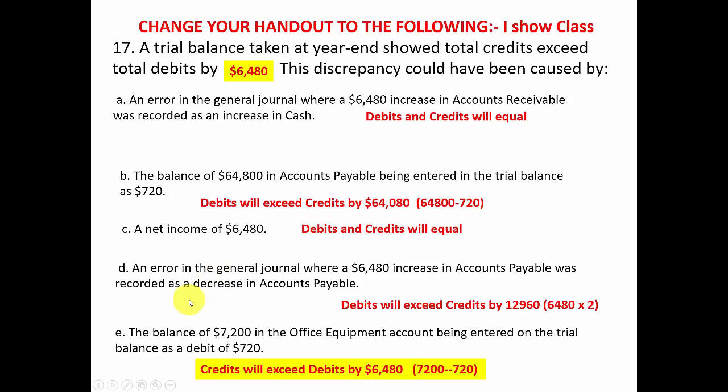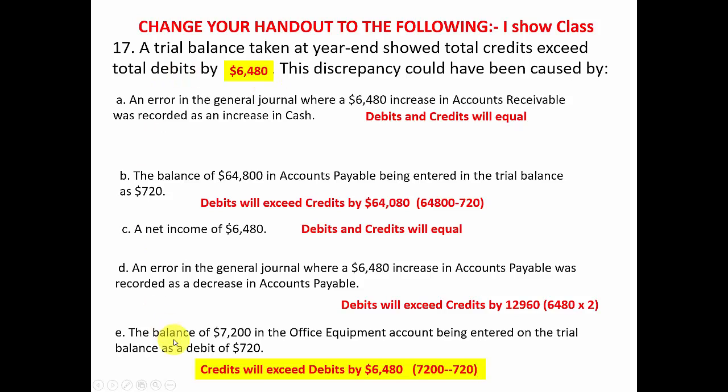And then D, an error in the general journal where a $6,480 increase in accounts payable was recorded as a decrease. If that was the case, if you recorded it to the wrong side, your debits will exceed your credits by twice that, because you put it on the wrong side, of $12,960. So that's not the answer. That's not why we're out by $6,480.